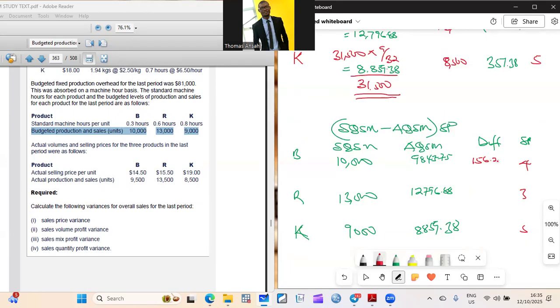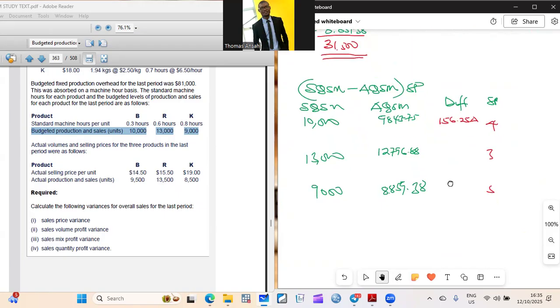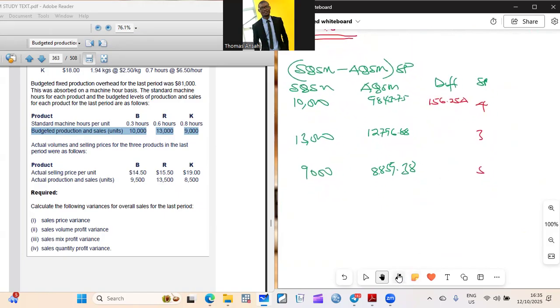156 point, and this is a sales variance, so it will be adverse. The difference is adverse now. When you multiply, it's still adverse. So multiply it by 4. When you multiply, it's 625 point. So adverse. The next one.